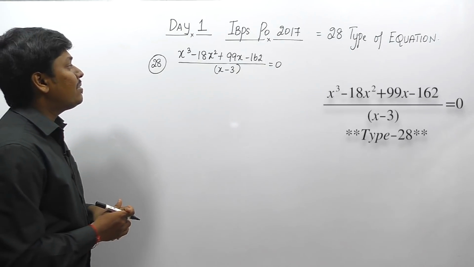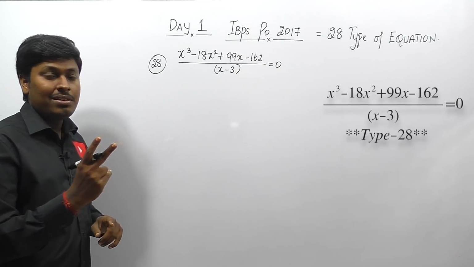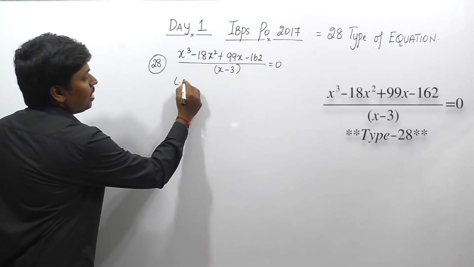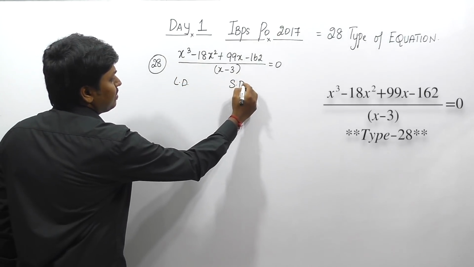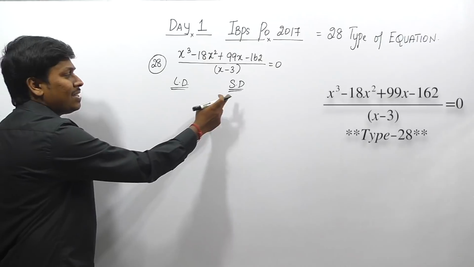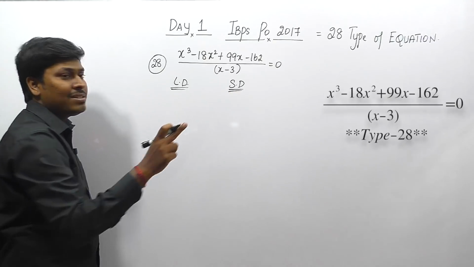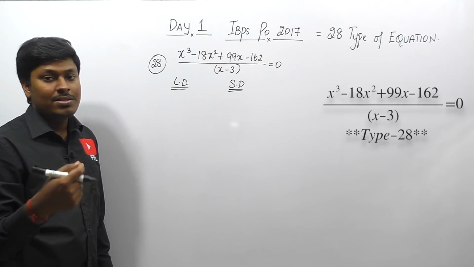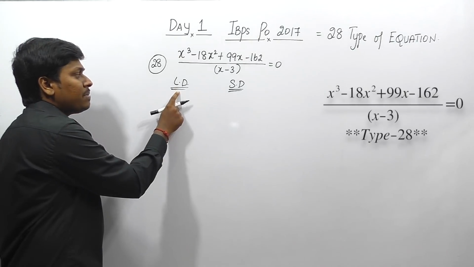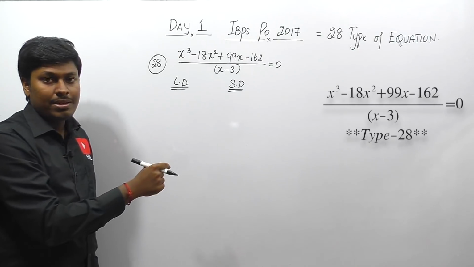Because this equation can be solved by 2 methods. One is by a long division method, or otherwise by a synthetic division method. There are two methods to solve. One is the synthetic division method, which we have learned in school itself, 6th standard or 7th standard, and the long division method we have learned in 10th standard or 12th standard.